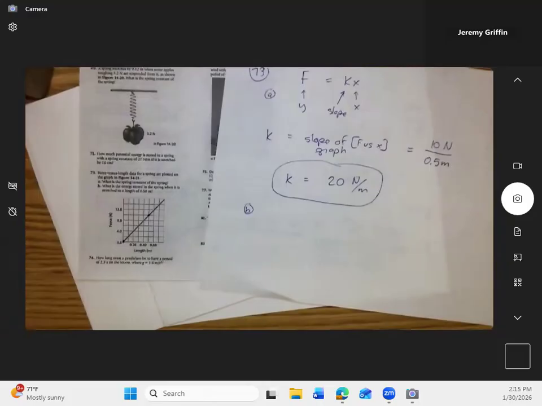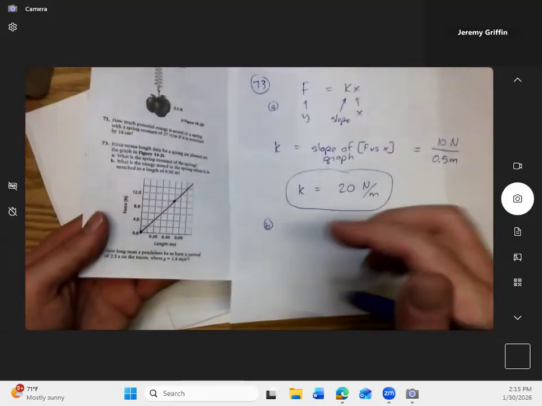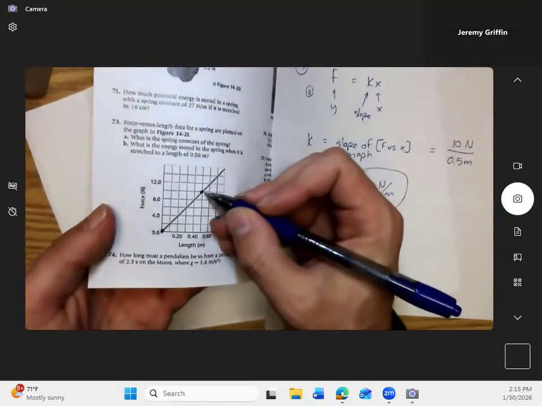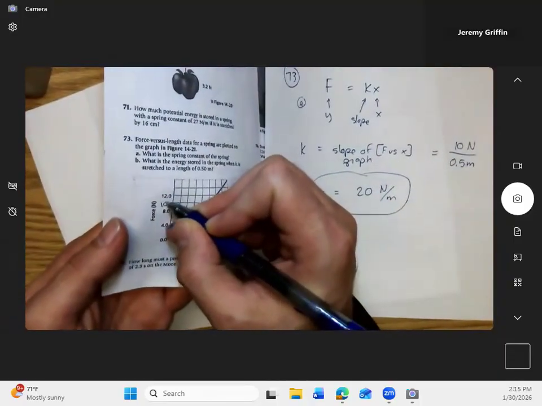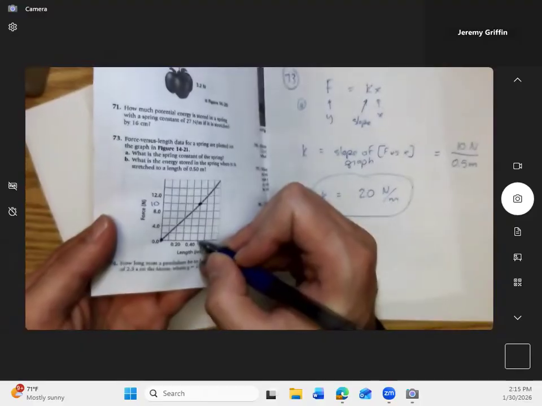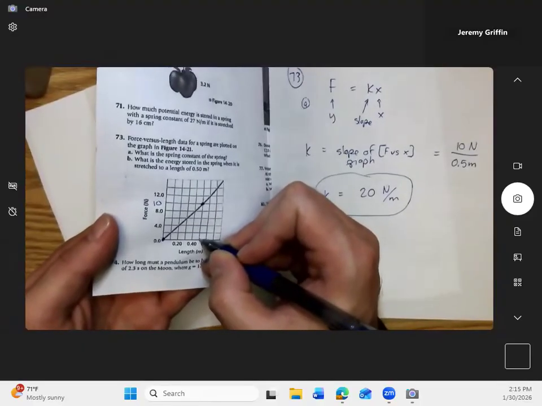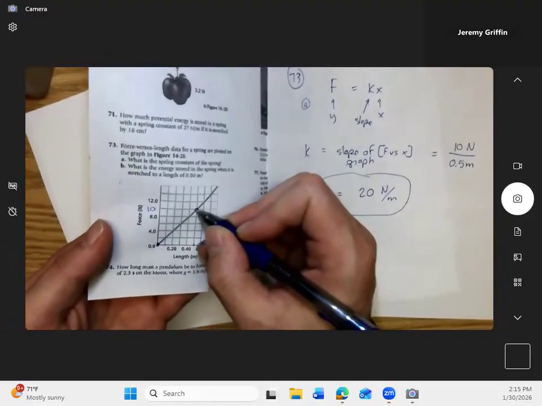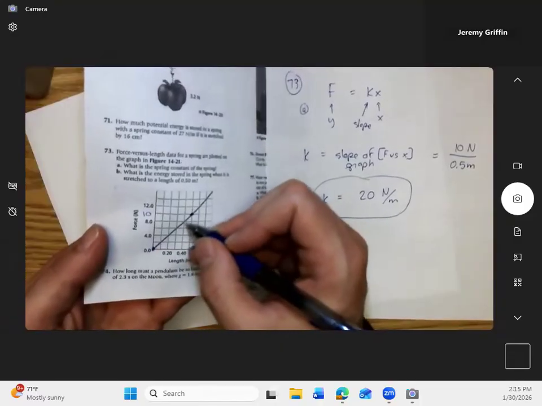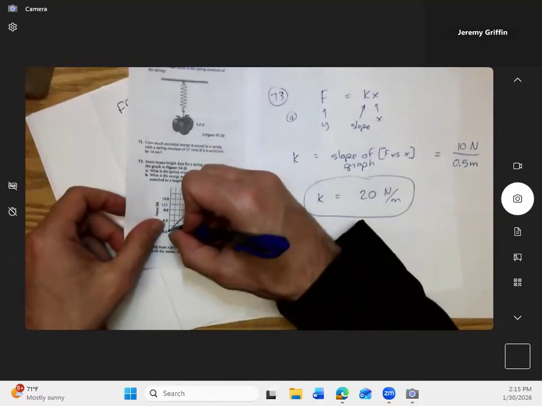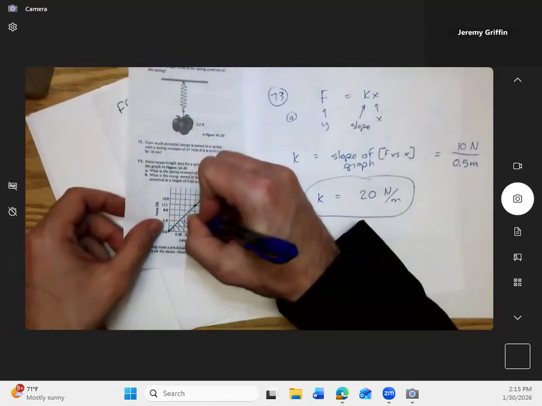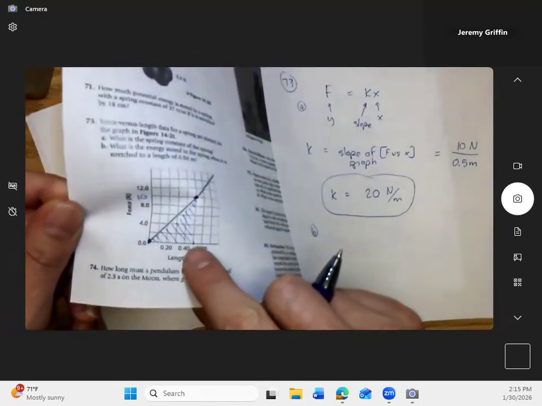It's 10, right? It's 10 newtons, right? The point I picked to do the last one, there's 10 newtons right here. And that corresponds to 0.5 meters being stretched. So 0.5 meters, 10 newtons. Yeah, that's that coordinate. I guess the energy stored in the spring is the area under the curve. Okay, that's one way to get it.